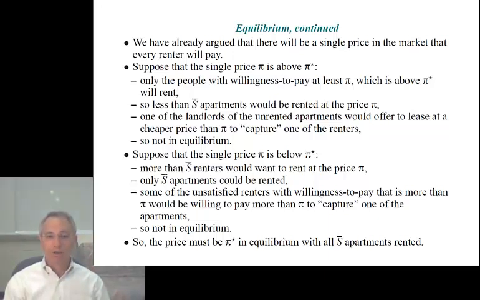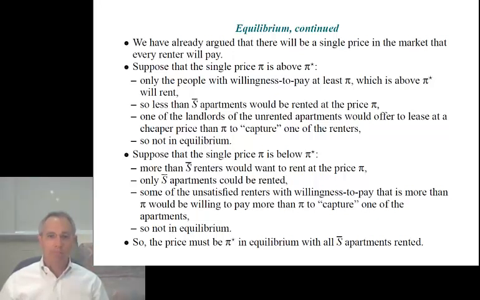Conversely, let's suppose that the single price is below pi star. But in this case, more than S overline renters would want to rent. In fact, we could only rent S overline apartments because that's all we have. There would be some unsatisfied renters. Their willingness to pay would be more than the price pi. And so they'd be willing to pay more than pi to capture one of the apartments. Again, we can't be in equilibrium.